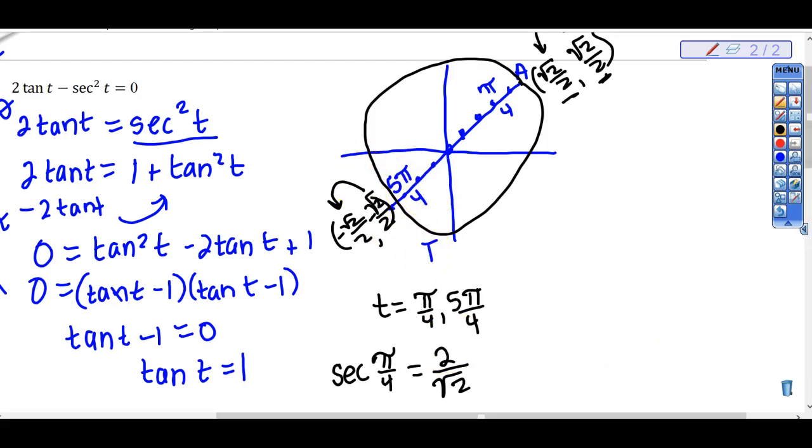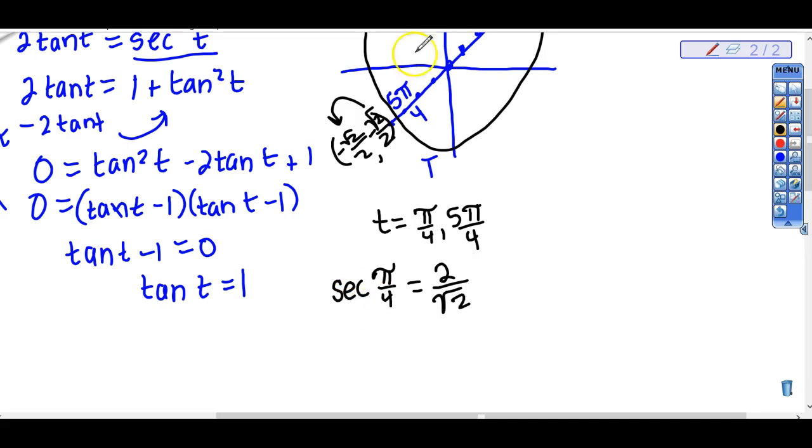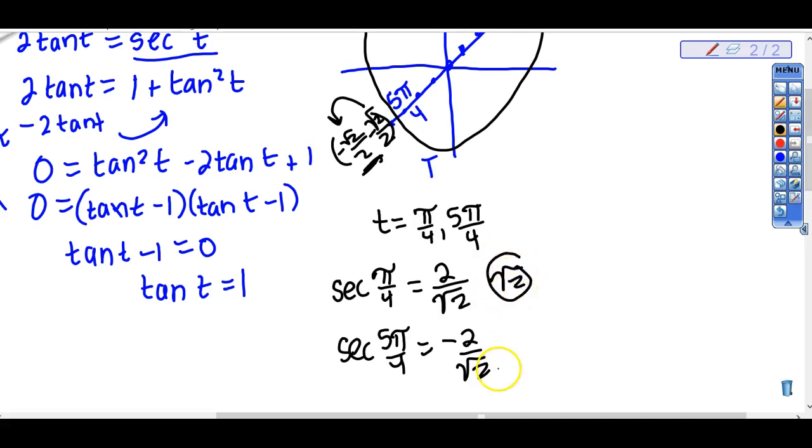What's our secant of 5 pi over 4 then? Negative 2 over square root of 2, right? It's just the reciprocal of your cosine value. You don't have to rationalize it, but we could go ahead and rationalize it. It's the square root of 2 and negative square root of 2, just to simplify the math a little bit. So I find my secant values on my unit circle.